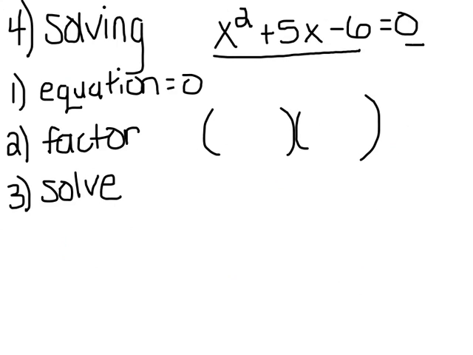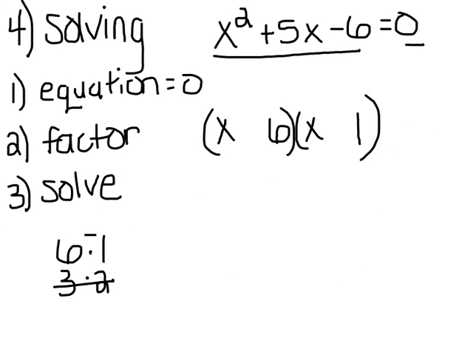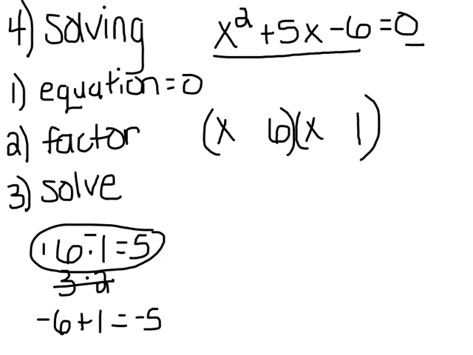Remember, we'll be looking at the factors of 6 that subtract to give us 5. So the factors of 6 are 6 and 1, or 2 times 3. 6 minus 1 is 5. 3 minus 2 is 1, so we're not looking at that. So we'll factor this into x and 6 and x and 1. And we want these to subtract and give us a positive 5. So 6 minus 1 gives us a positive 5. If we did a negative 6 and a positive 1, this would give us a negative 5. So what this tells us is the 6 has to be the positive number, and the 1 has to be the negative number.